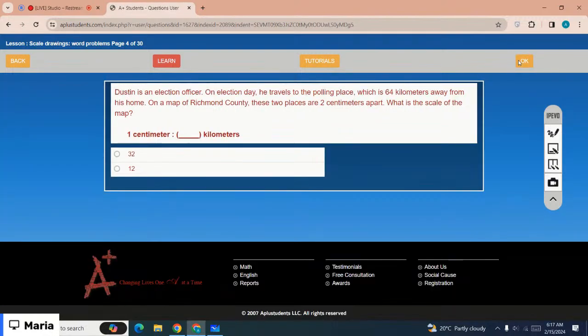The next one is: Dustin is an election officer. On election day, he travels to the polling place, which is 64 kilometers away from his home. On a map of Richmond County, these two places are 2 centimeters apart. What is the scale of the map? So, which is the correct option?